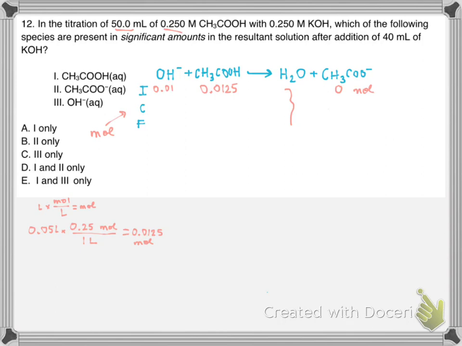Now we're going to look at our reactants and figure out which is our limiting reagent, because that's what we'll run out of first and we'll stop the reaction. That's going to be the one with the fewer number of moles, and so that's going to be the hydroxide. So we'll use up all of our hydroxide, and we'll have some of the acetic acid left over, and we'll make that much of the acetate ion.